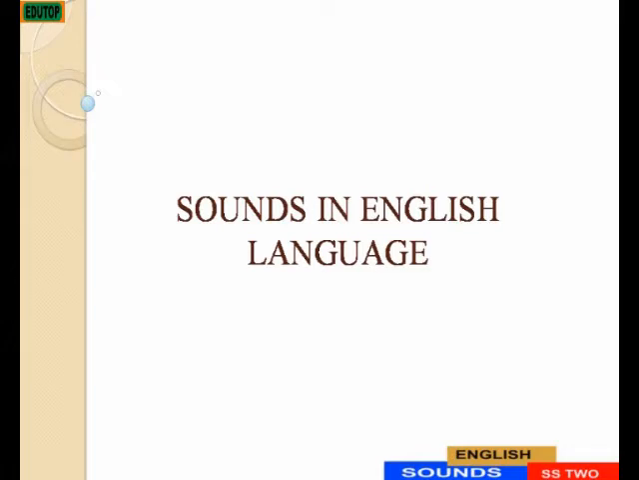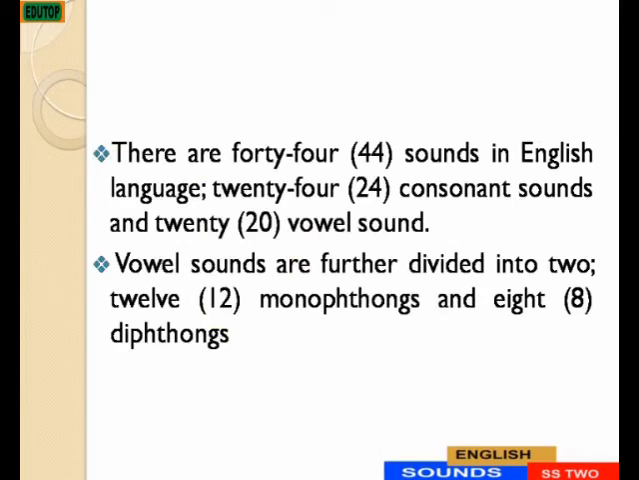Sounds in the English language. In English language, there are 44 sounds, and they are divided into two. We have the consonant sounds and the vowel sounds. The consonant sounds are 24 in number, while the vowel sounds are 20 in number. The vowel sounds are further divided into two. We have 12 monophthongs and 8 diphthongs.